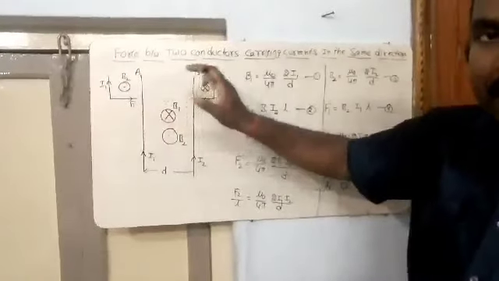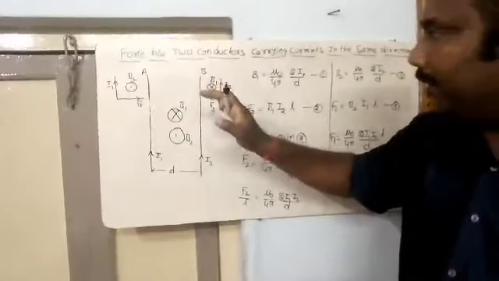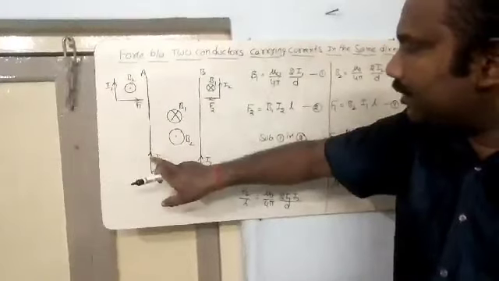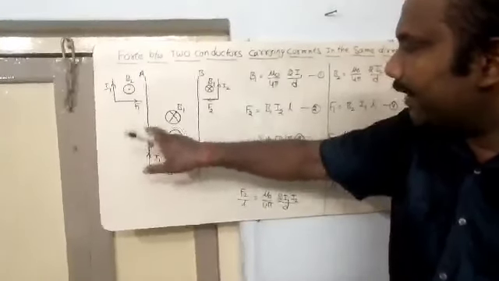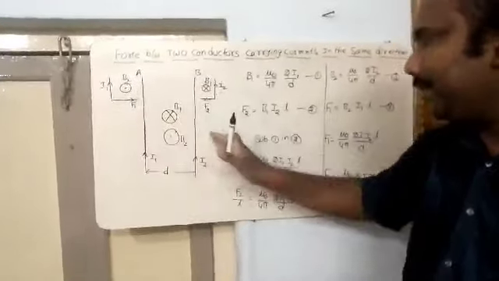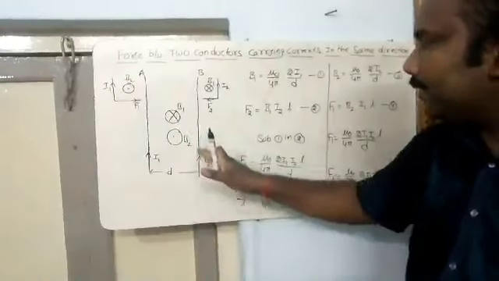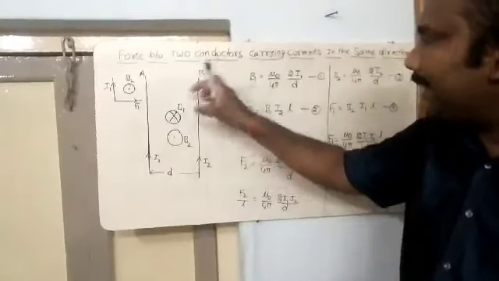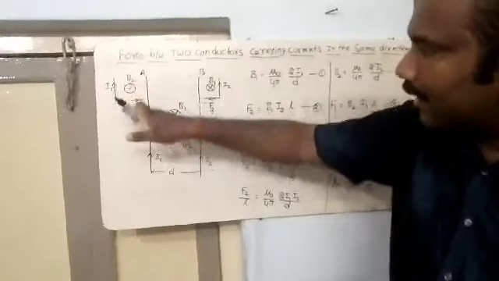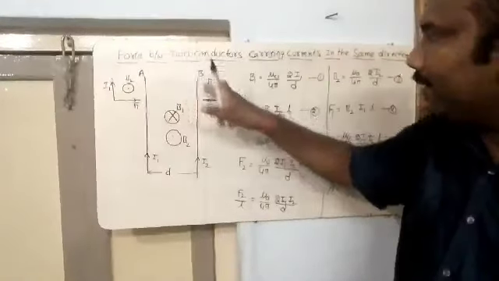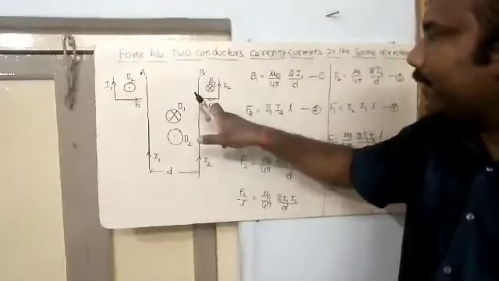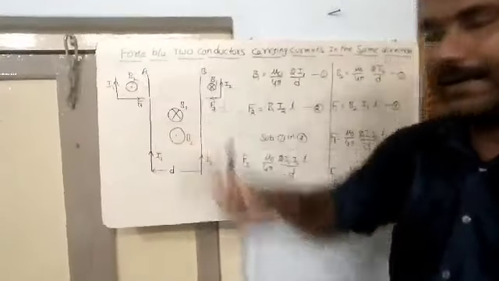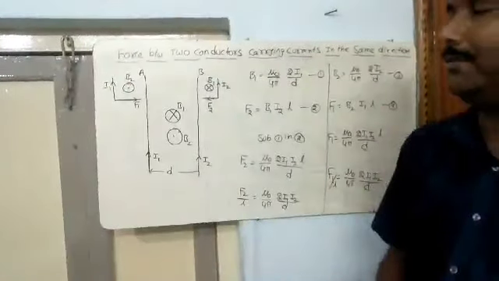So once again, here one point everybody must remember. The current which is passing through A creates the magnetic field which is acting on B. The current which is passing through B creates the magnetic field which is acting on A. That means the magnetic field of the first conductor is acting on the second conductor, and the magnetic field of the second is acting on the first. So this is the point everybody must remember.